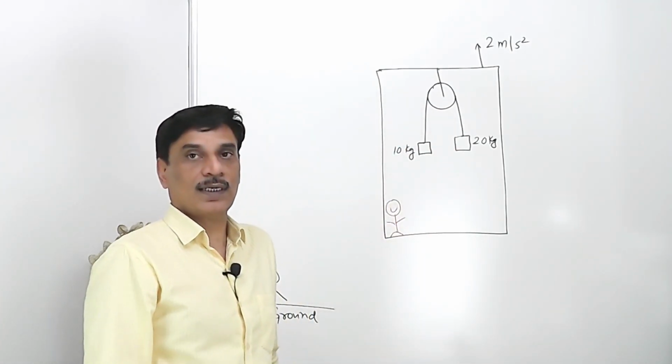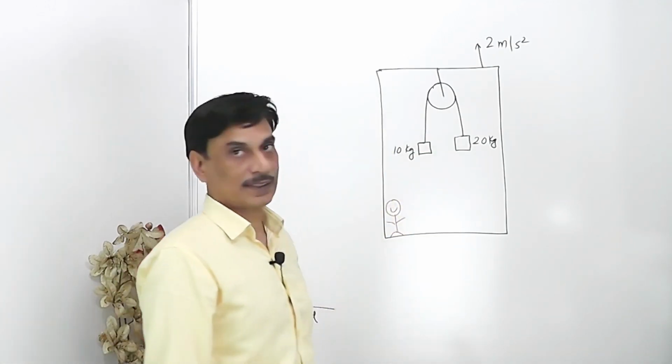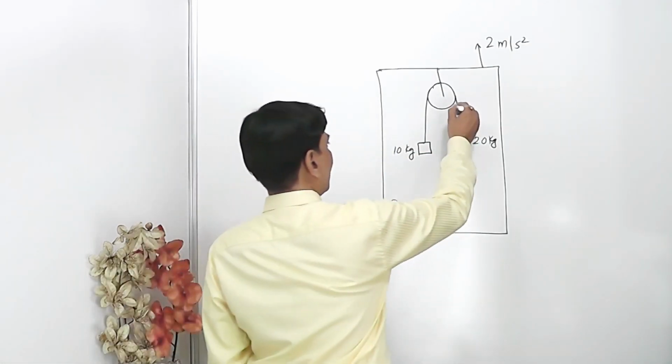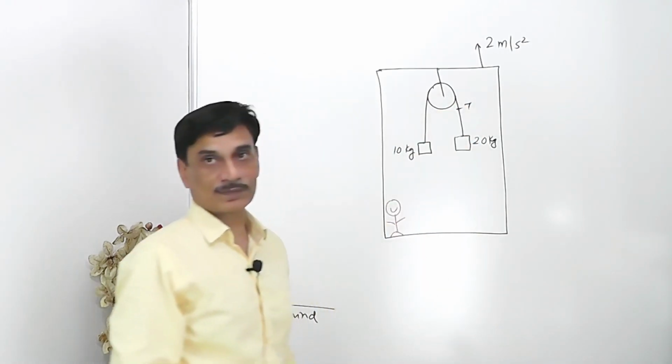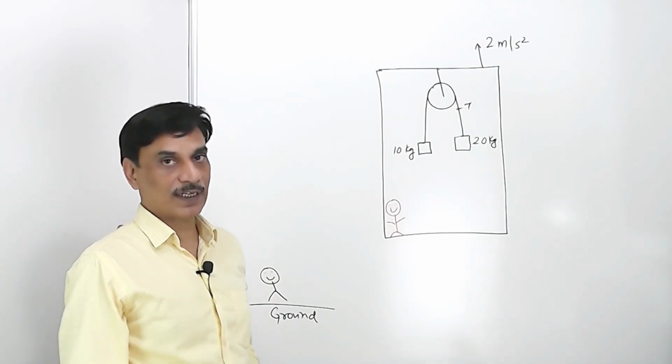This is a massless string, this string is idle, and this is moving up with 2 meters per second square. We have been asked what is the value of tension in the string, and we can solve it. Let's solve it using accelerating reference frames.